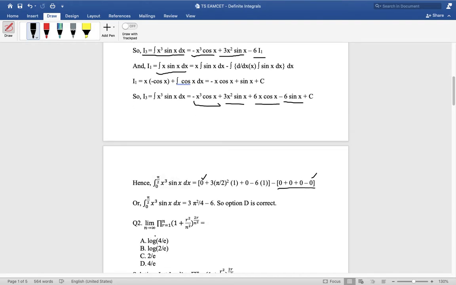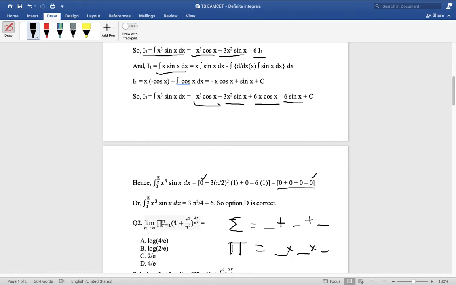Limit n tends to infinity for pi r equals 1 to n, (1 plus r square by n square) into 2r by n square. So this function pi is very similar to the function sigma. Instead, in function sigma it is plus, right? When you expand the sigma it is plus, but when you expand this function pi, it is product, okay? So what is this equal to?